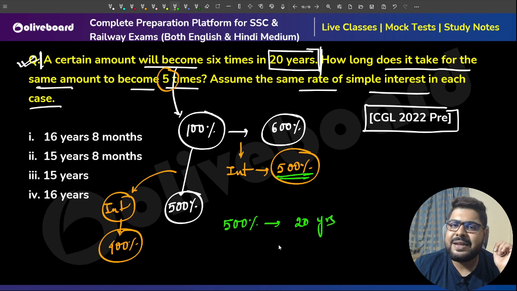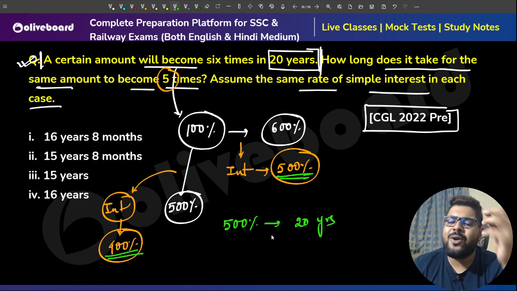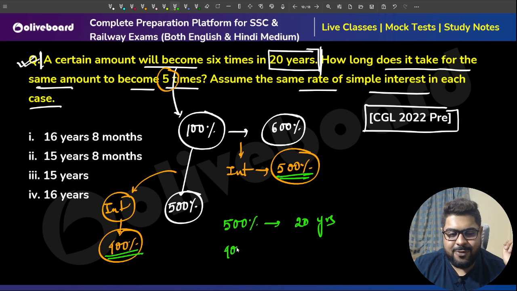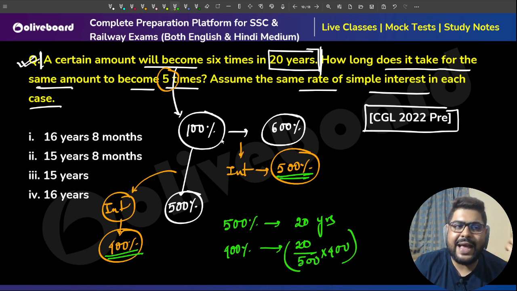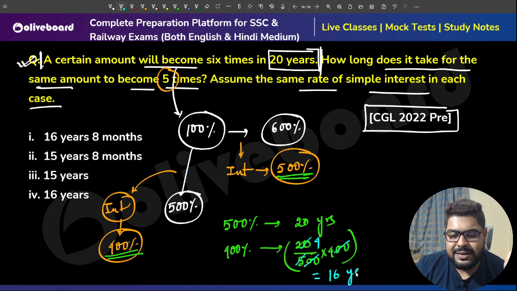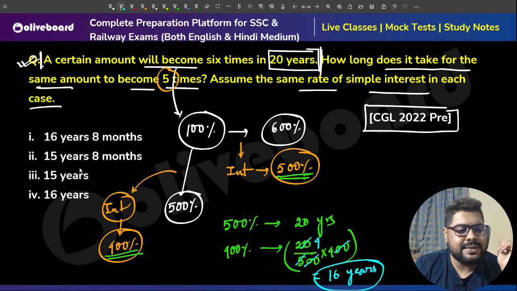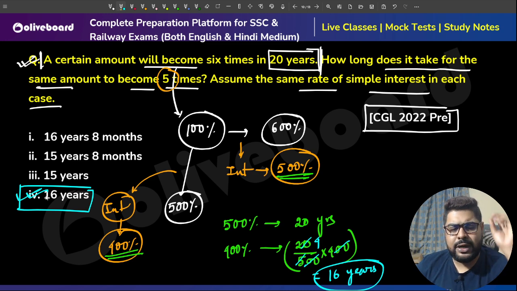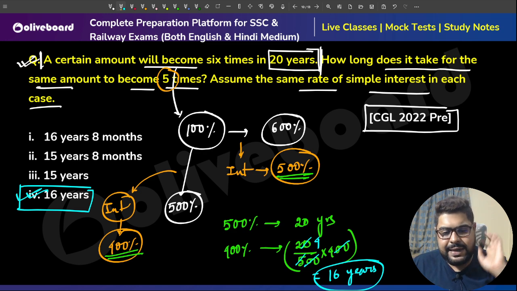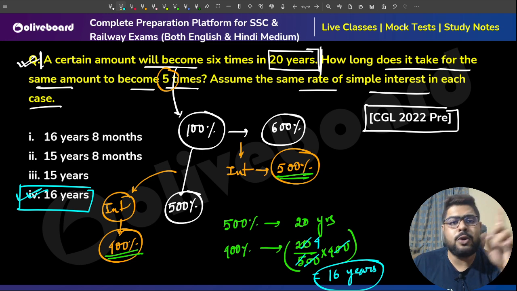In how many years will you get 400% interest? So 400% interest you will get in 20 by 500 into 400 years. As simple as that. That is your answer, sir. So 4 5s are gone, 5 4s are 20, 4 4s are 16 years, sir. Very simple answer. 16 years, option number 4, sir. It was basically a 10-second question if you know how to approach.